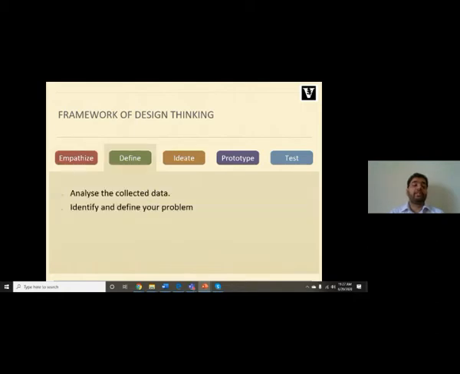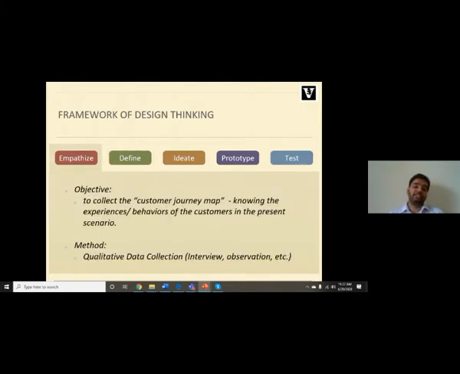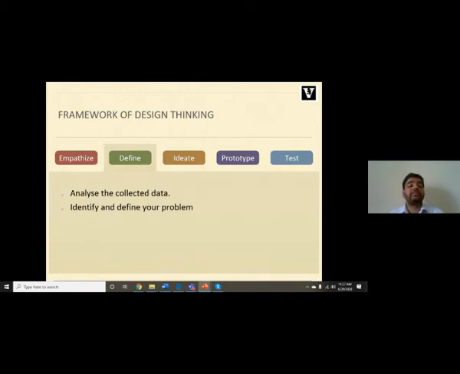Okay, so next, after empathizing, after knowing my user and how my user behaves in the scenario for which I'm solving problems, I have to go ahead and define the problem that I should solve. Defining a problem requires analysis of the collected data and then creating a customer journey map. I'll show the customer journey map in the next slide.